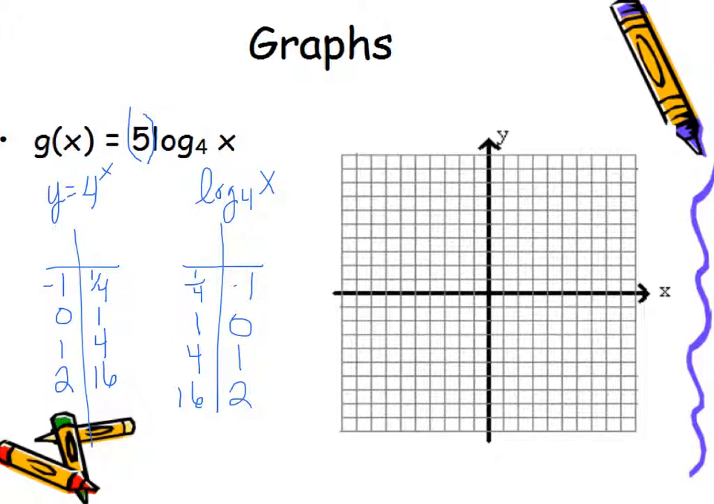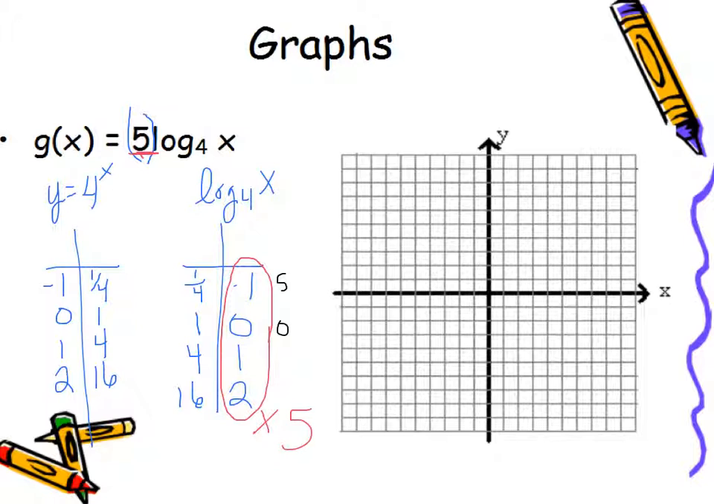Let's go graph the, oh wait, I'm sorry. Before we graph those, let's talk about that 5. Remember that that a value means that your y's are all 5 times what they normally would be. So I'm going to take this column right here and take it times 5. So this 1 is now a 5, and this 0, well, 0 times 5 is still 0.